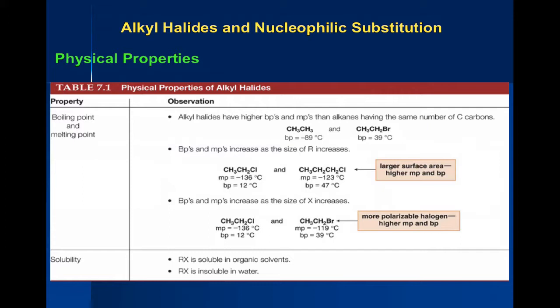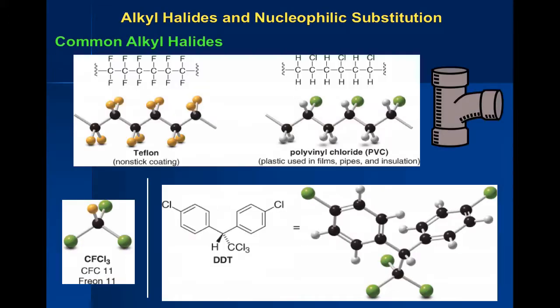But you end up with an immiscible mixture. There are some common alkyl halides that you all already know about and utilize every day. So for example, this is Teflon. Notice the halogen is fluorine.